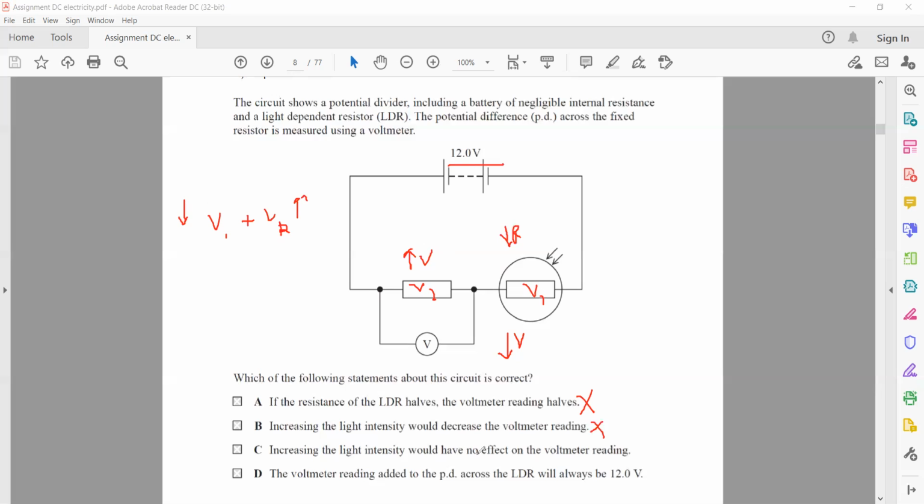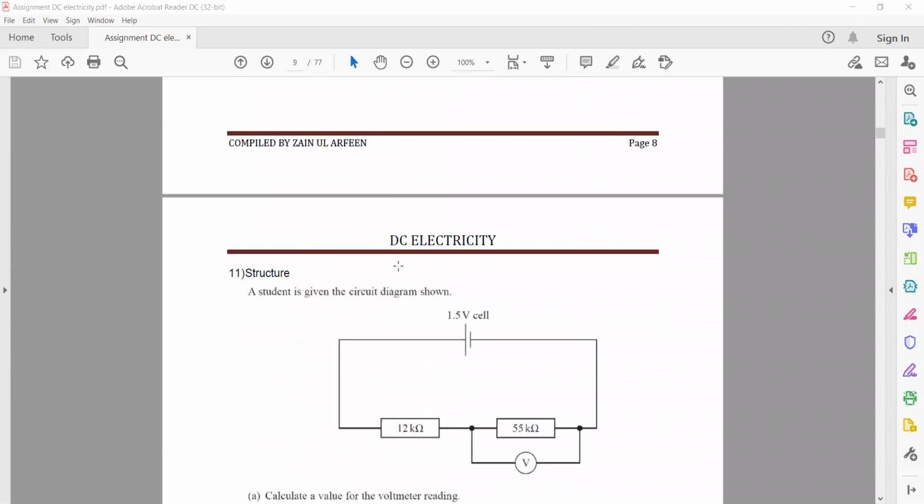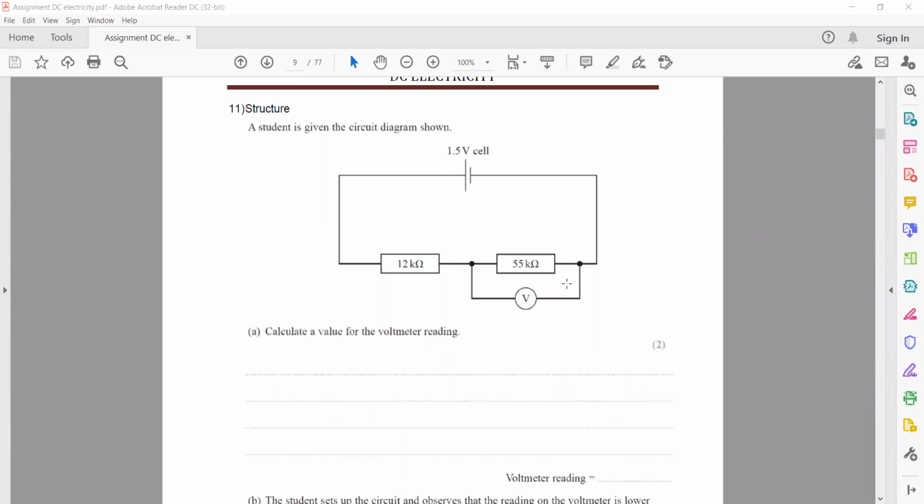Increasing the light intensity would have no effect. That's wrong as well. The voltmeter reading added to the potential across the LDR will always be 12. That's true, because when we add the readings across the fixed resistor and the LDR, the total sum will be equal to the EMF if we neglect the internal resistance. In question 11, a student is given the circuit diagram as shown. Calculate the value of the voltmeter reading.